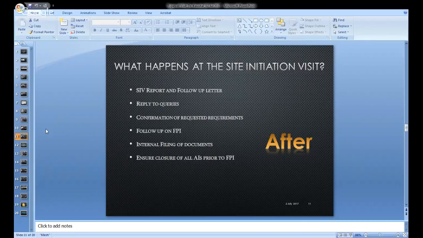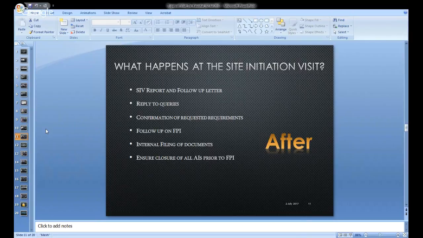Internal filing of documents. Yes. So maybe there are a couple of documents that you have procured from the site. Ensure that these documents are filed under CSF. Yes, ISF is at the site, CSF at the sponsor's or the CRO's end. Ensure these documents are filed in a timely manner. Again and again, I would repeat, in a timely manner.